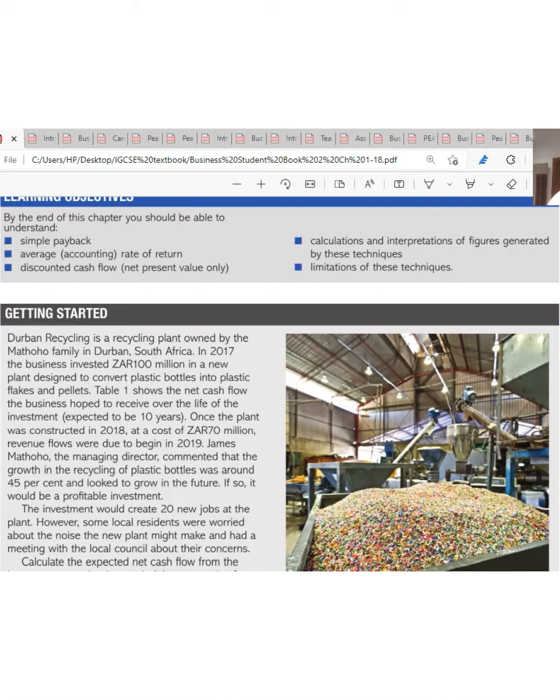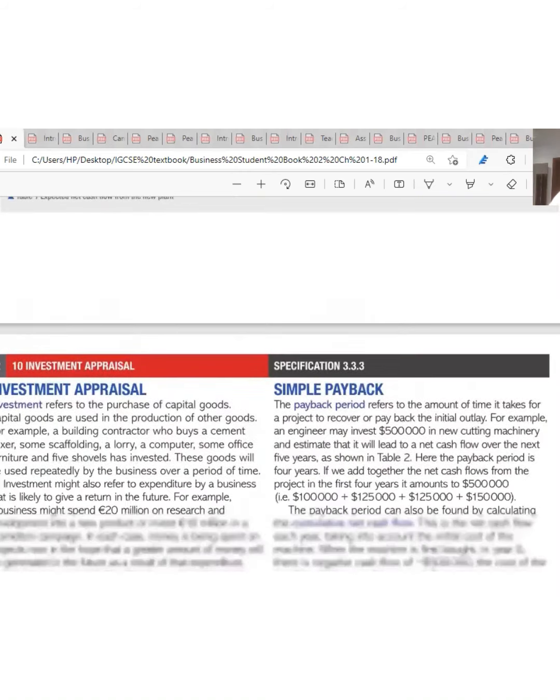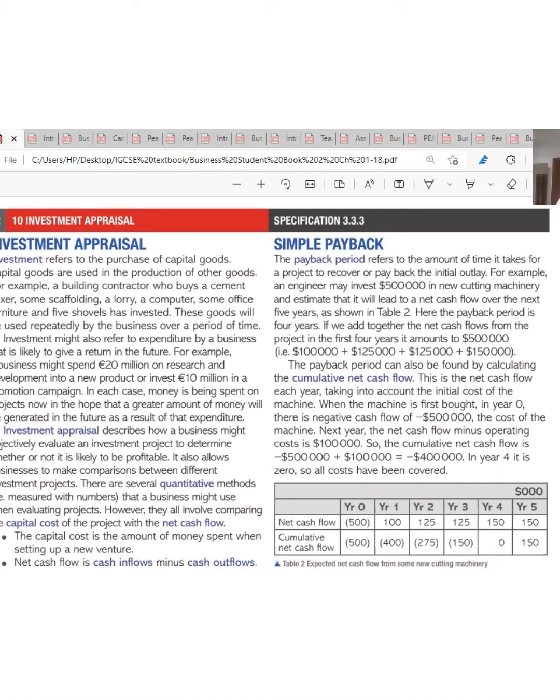And for you to evaluate your investment, you are thinking about the cost of the investment against the amount of money you're going to make from it. Is it clear? So here, let's read. Investment itself refers to the purchase of capital goods. What are capital goods? Goods that are used to produce other goods, like machines. They are investments, because when you have machines, you will use them in the course of production.